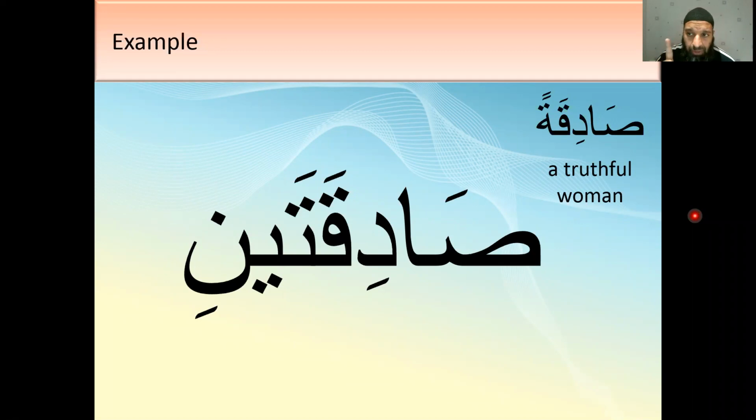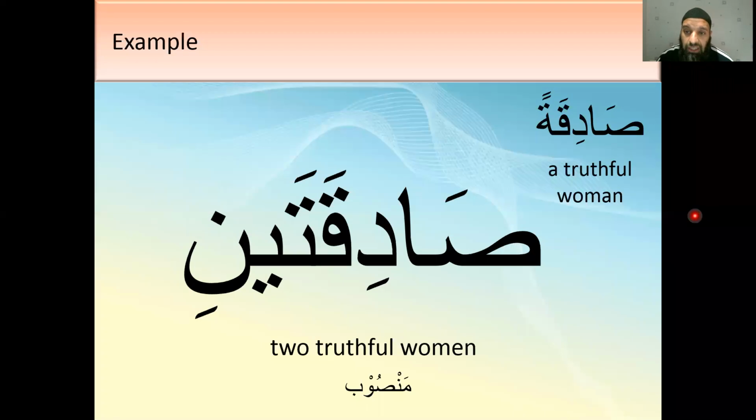Mainly just remember it's not marfu. Marfu would have been sadiqatani. Remember, ani is marfu, dual for male and female. And it's a stronger one. Marfu is like the strong one, and then mansub and then majroor. Marfu actually means raised. It's a strong case. Right?